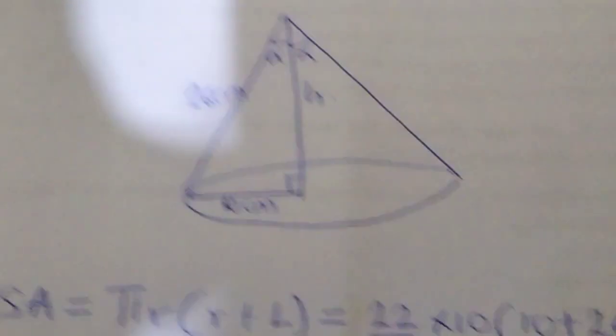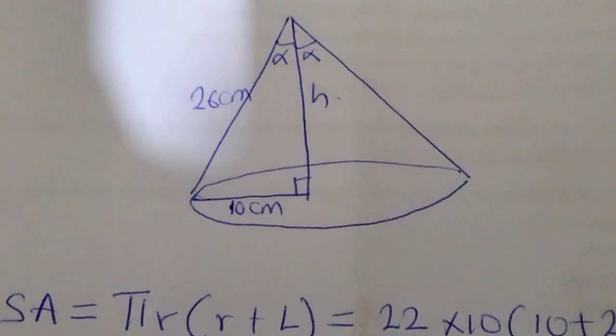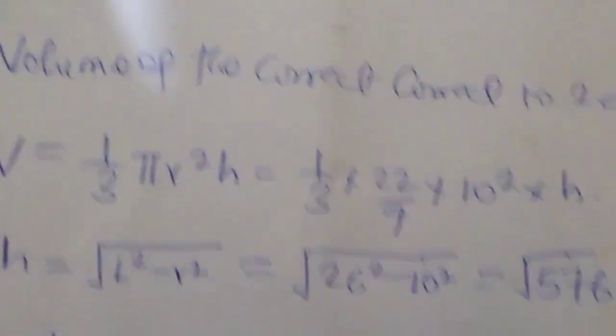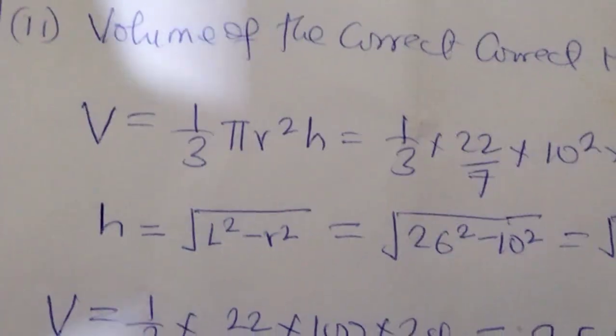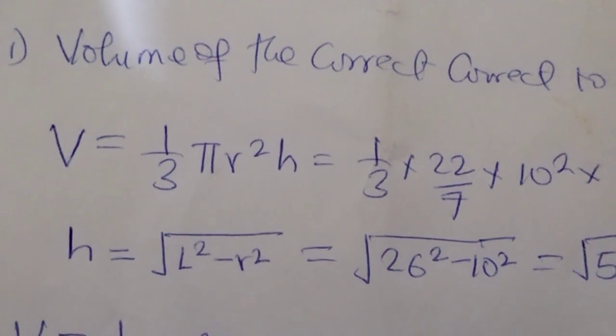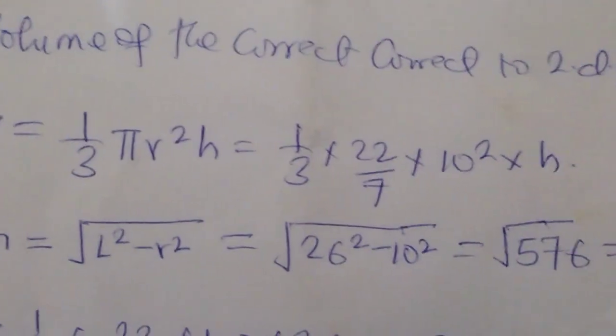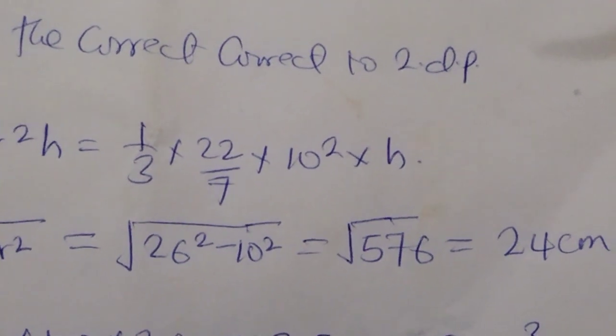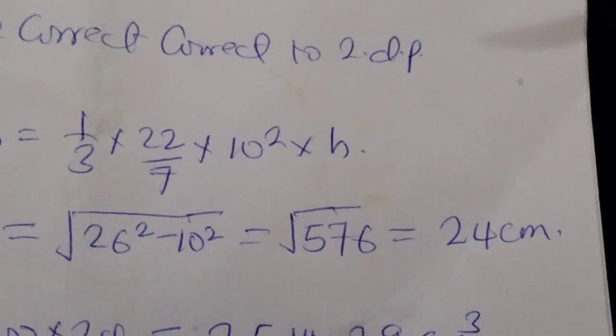So look at the diagram. See the height. The slant height is 26. So find the height using Pythagoras theorem. So height becomes square root of l squared minus r squared. That is 26 squared minus 10 squared, which becomes root of 576. That gives us 24 cm.